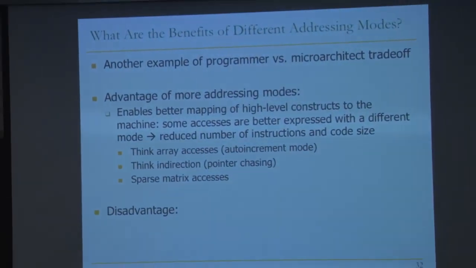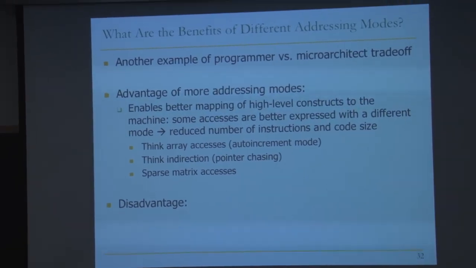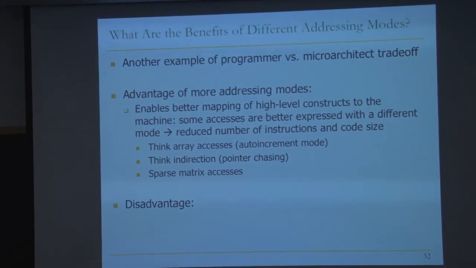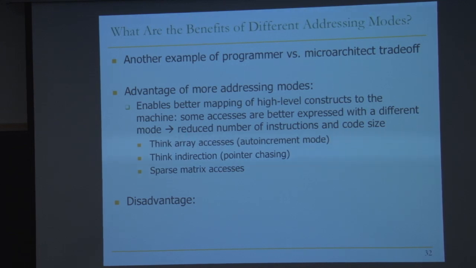As a result, you get a reduced number of instructions and code size. This is one example. If you're going through an array and incrementing it, let's say you have a load-store architecture with an auto increment addressing mode, all you need is a loop where you load from this array. R5 initially points to the base of the array, and you have a load that loads the first element. Automatically R5 is incremented, so now R5 points to the next one.